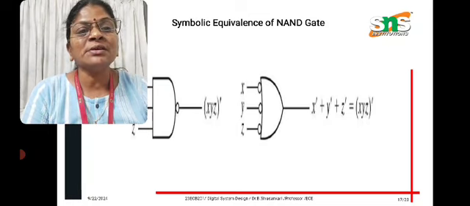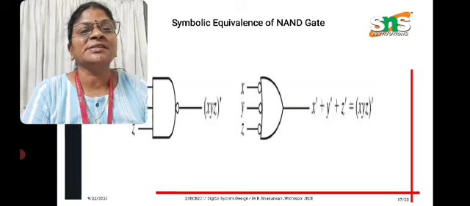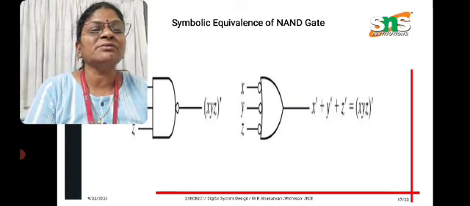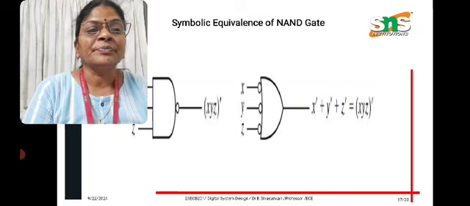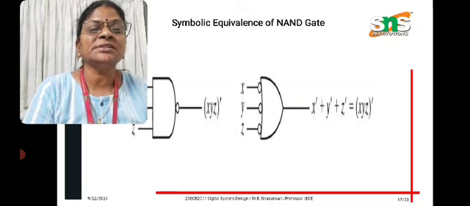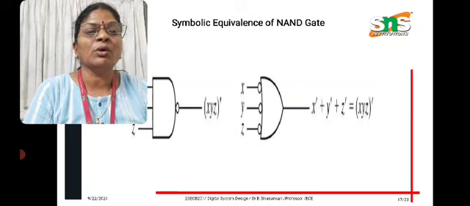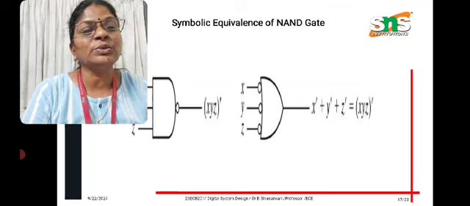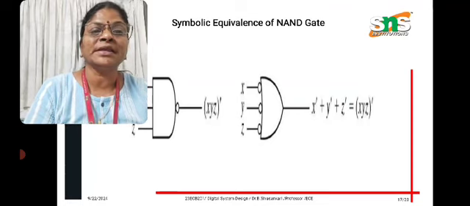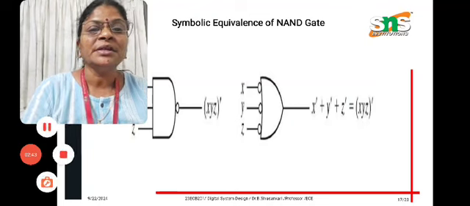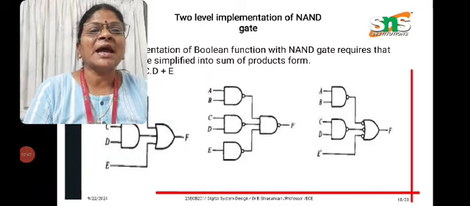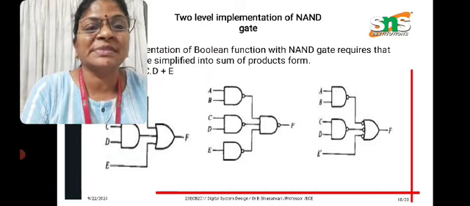So what is the output received in the NAND gate? X, Y, Z bar. The same answer will be received when you connect inverters at the input of an OR gate. We will get the same answer. So this is the equivalent gate of the NAND gate. Okay, it is shown here. Likewise, each gate has its equivalent representation.